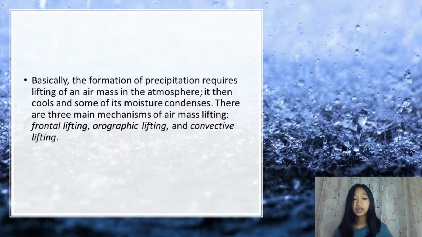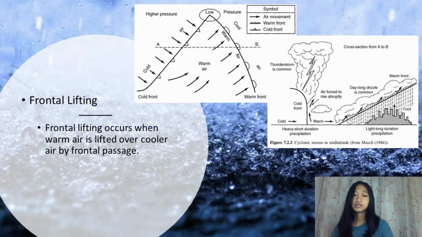So basically, the formation of precipitation requires lifting of an air mass in the atmosphere. It then cools and some of its moisture condenses. There are three main mechanisms of air mass lifting: first is the frontal lifting, second is the orographic lifting, and the third one is the convective lifting. Frontal lifting occurs when warm air is lifted over cooler air by a frontal passage. It is where different air masses meet, and the less dense one will rise.